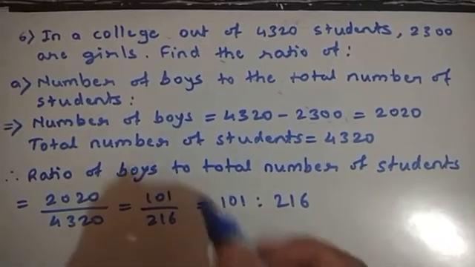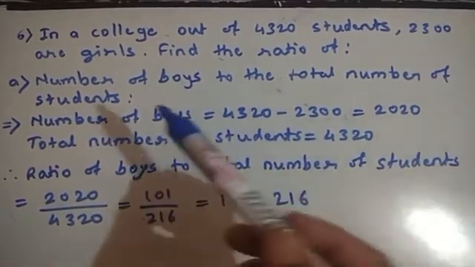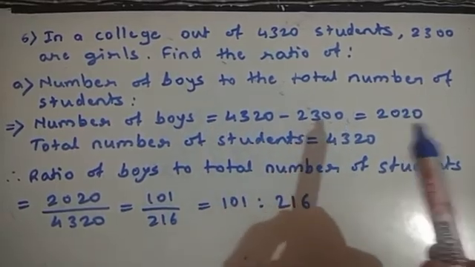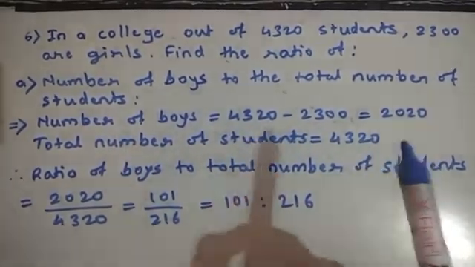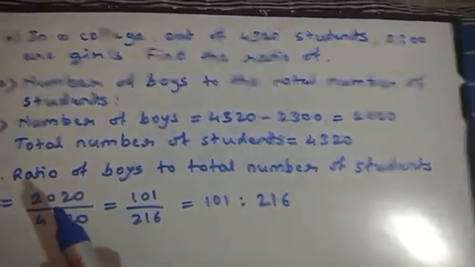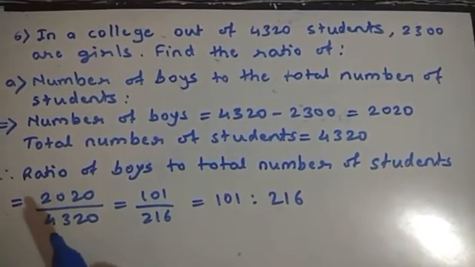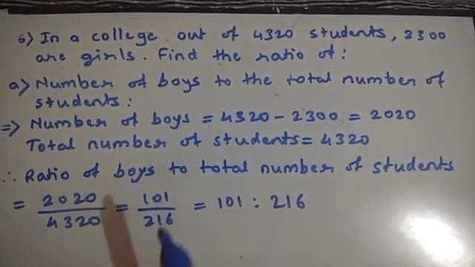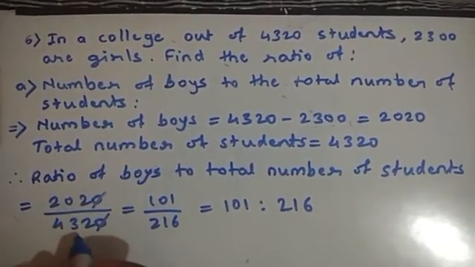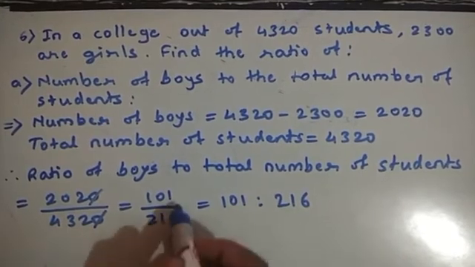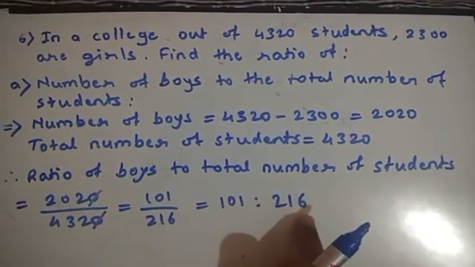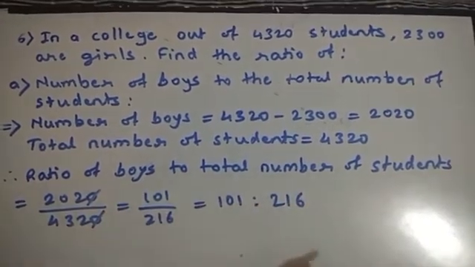In that only, one more question you can see, the number of boys to the total number of students. The number of boys, that is total number of students minus number of girls, that is 2020. Total number of students 4320, already it is given. Therefore the ratio of boys to the total number of students is number of boys 2020 upon total number of students 4320, that is 101 upon 216, that is 101:216. Here see this 0 got cancelled, both numbers you divide by 2, you will get this number. Now here we do not have any common factor, therefore this will be the ratio, that is 101:216 is the ratio of boys to the total number of students.